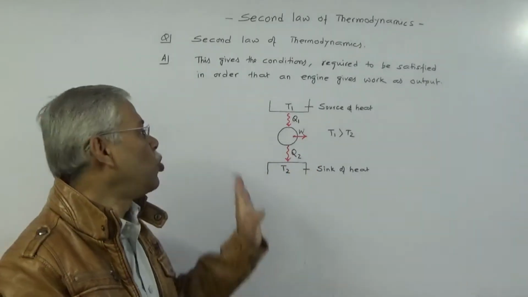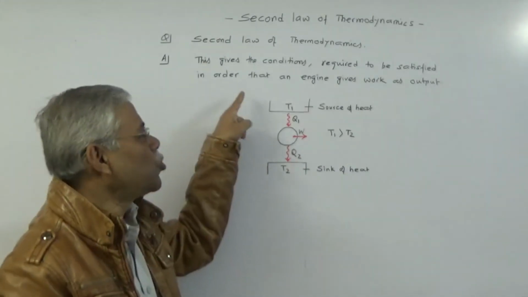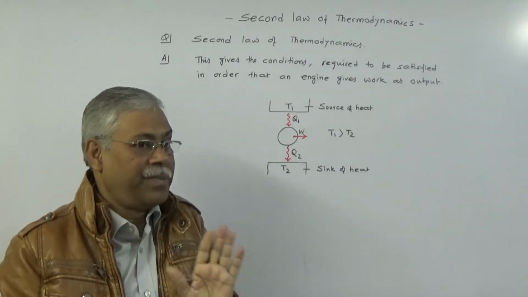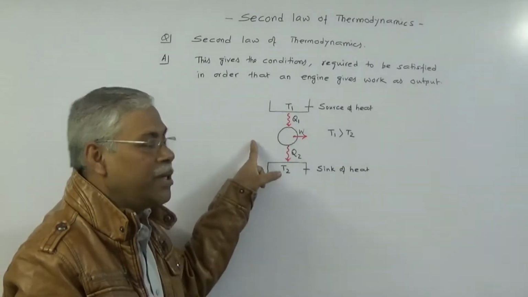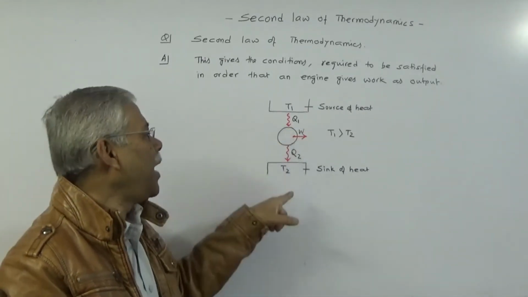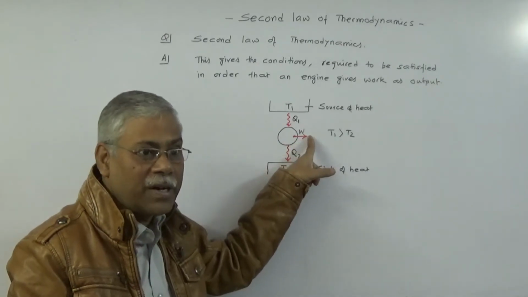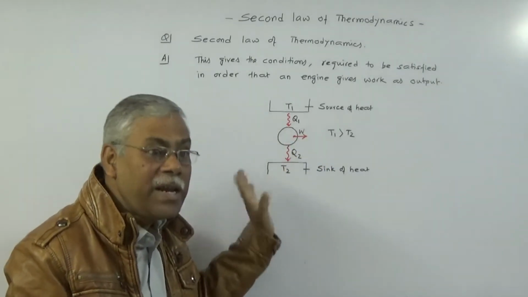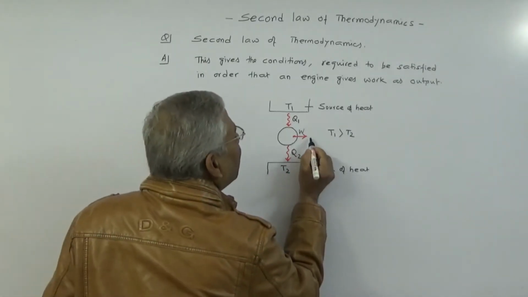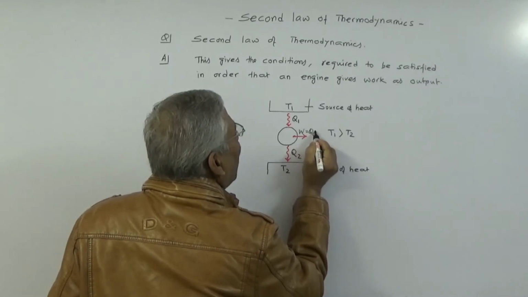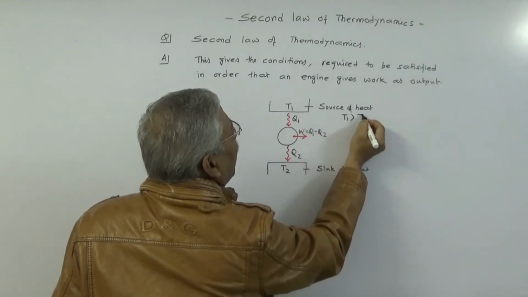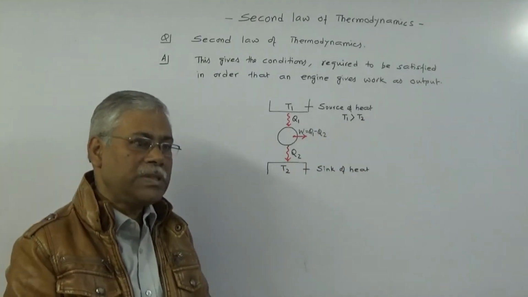Okay, so this is the engine, this is the source of it, this is the sink of it. Temperature of source has to be greater than temperature of sink. Engine does what? It draws Q1 amount of heat from the source, and then it does some amount of work and rejects the remaining heat Q2 to the sink. So how much heat is converted into work? W equal to Q1 minus Q2.